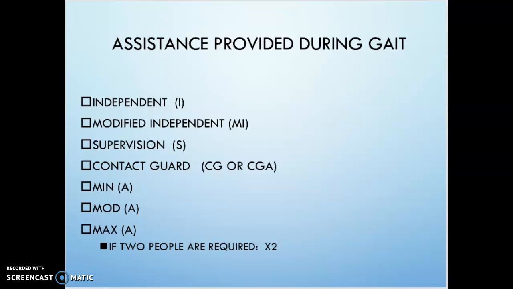Contact guard means that we need to be next to them with a hand on them. We're not necessarily providing physical help, but that comfort level of the therapist is not quite there to have them perform a transfer or ambulate with no contact at all. And then, of course, min assist, mod assist and max assist, we've covered that. We can also have max assist of 2, or if there are 2 people involved.